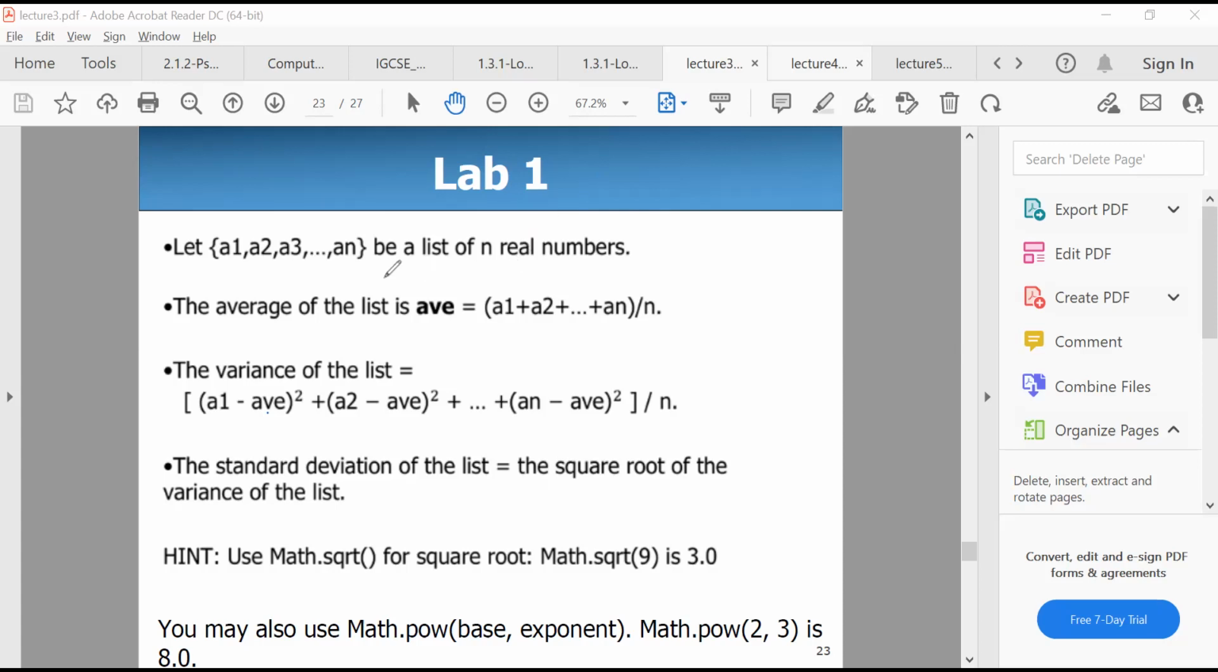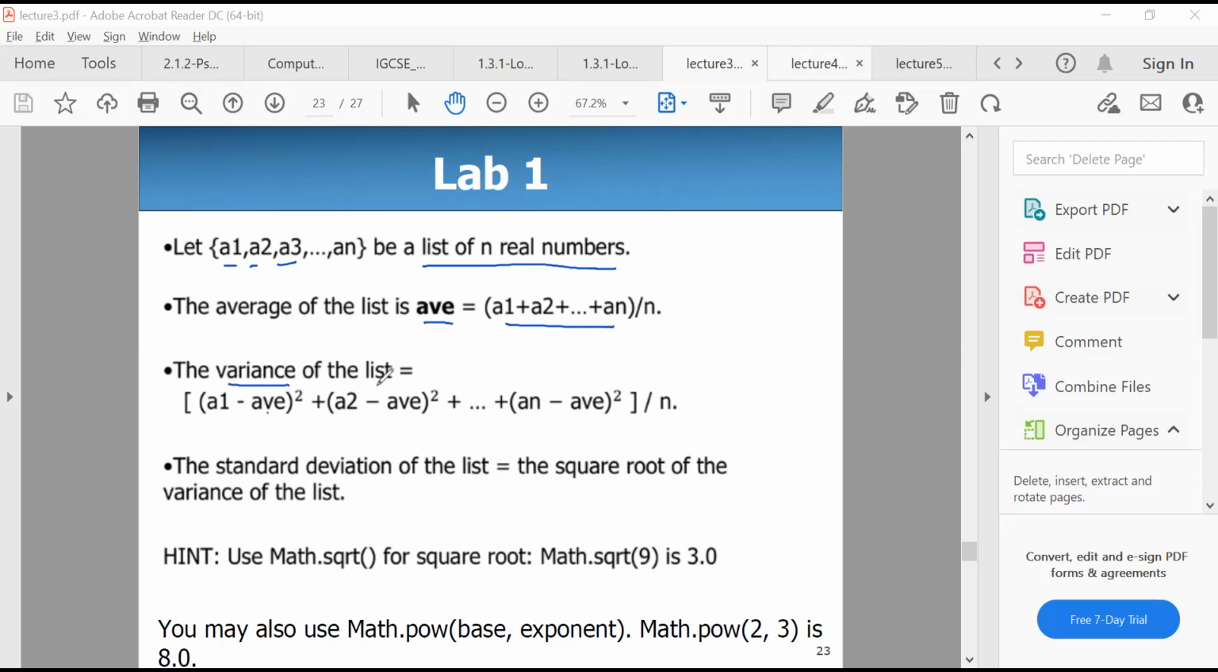I will share with you how you can keep that code organized. So now this lab is saying that A1, A2, A3 is a list of n real numbers. The average of the list, AVE, is adding those numbers divided by the count of the numbers, which is normal. It's fine.